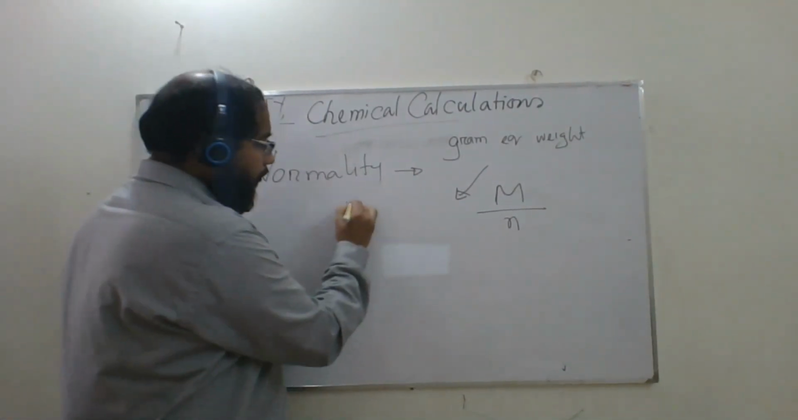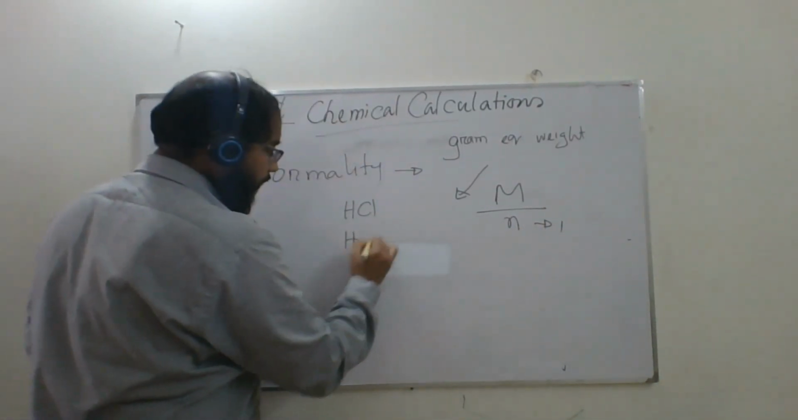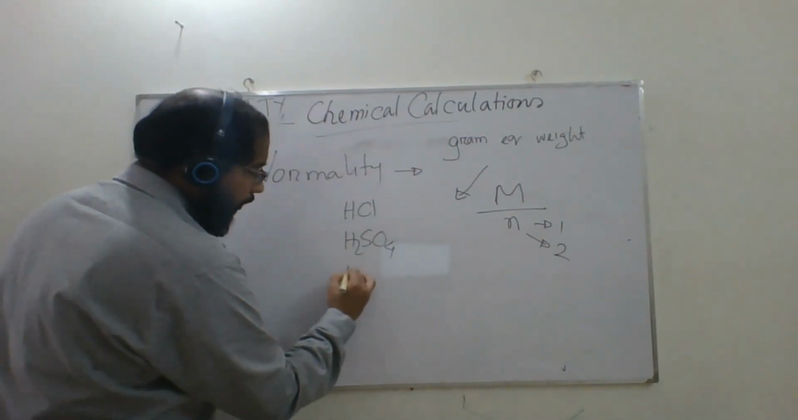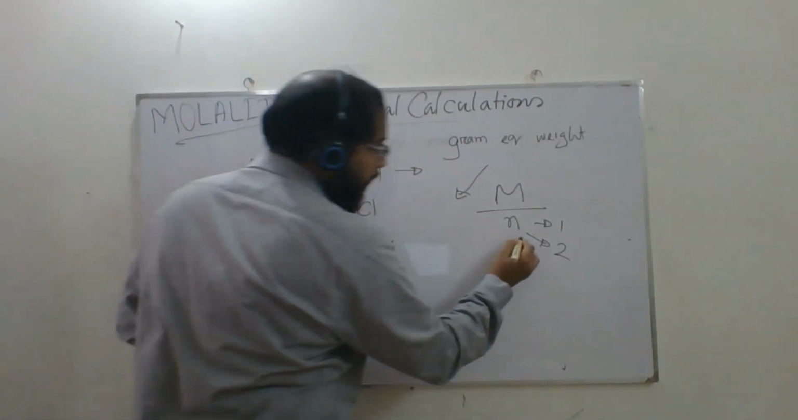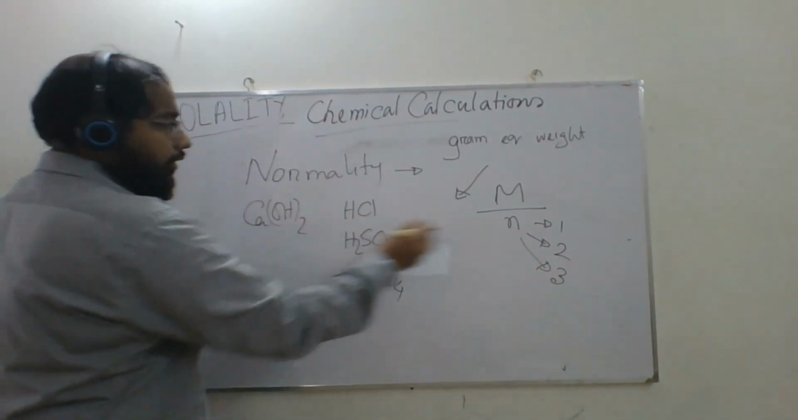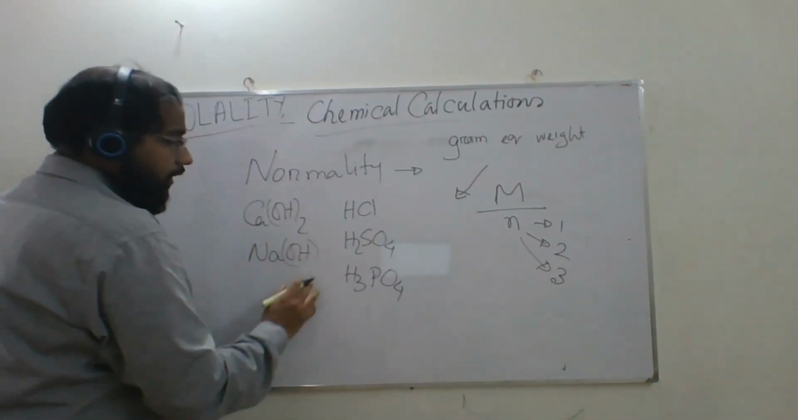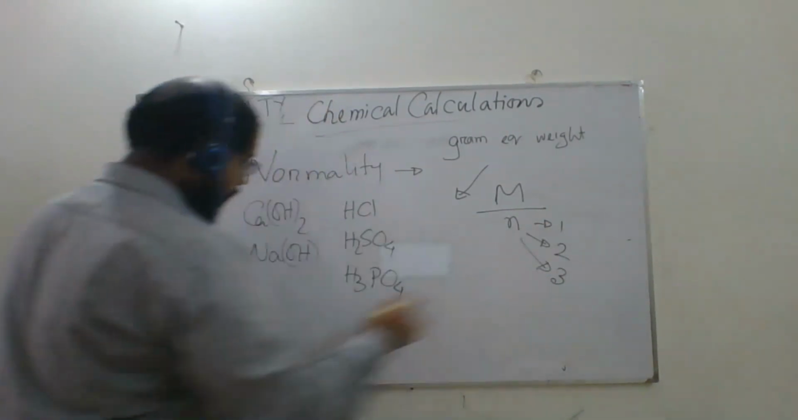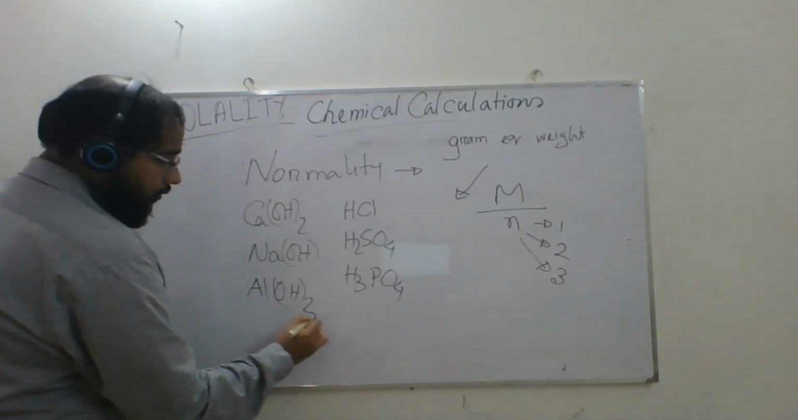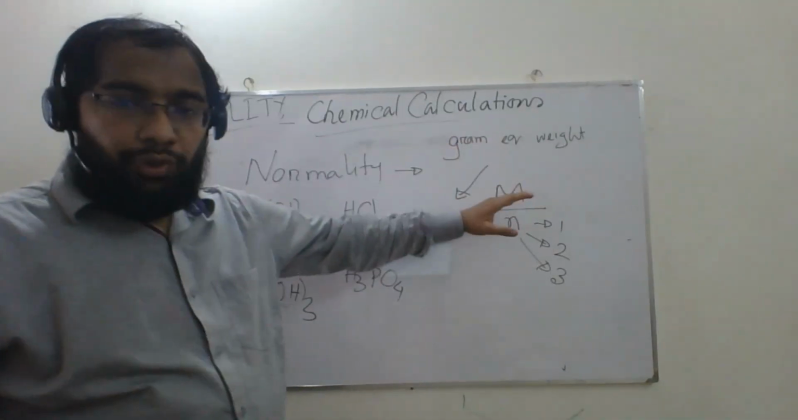So that means if we consider HCl, then this N will be 1. If we consider H2SO4, then this N will be 2. If we consider H3PO4, then this N will be 3. If we consider calcium hydroxide, then this N equals 2. If we consider sodium hydroxide, then this OH, so N equals 1. If we consider aluminum hydroxide, then N equals 3. So this is the gram equivalent weight.